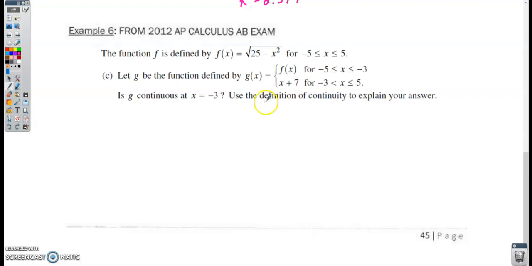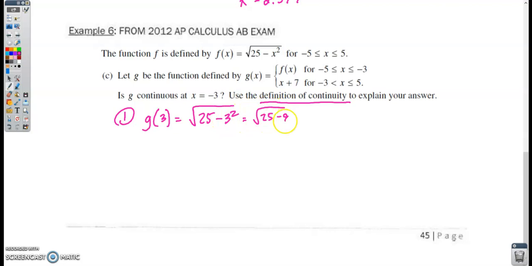So when it says use the definition of continuity, that means that we need to be showing here that the limit and the function value are the same as x approaches 3, and that's how we're going to make our explanation. So the first thing I'm going to do here is find g of 3, and I can get g of 3 by just substituting 3 into this function, and I get that g of 3 is equal to 4.